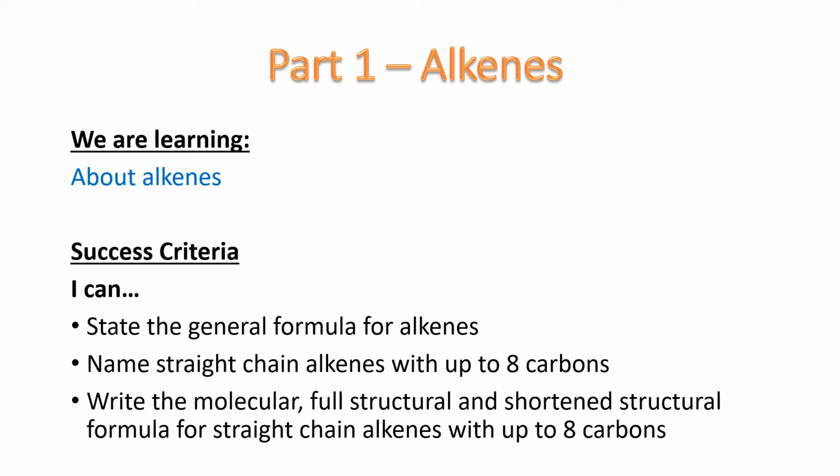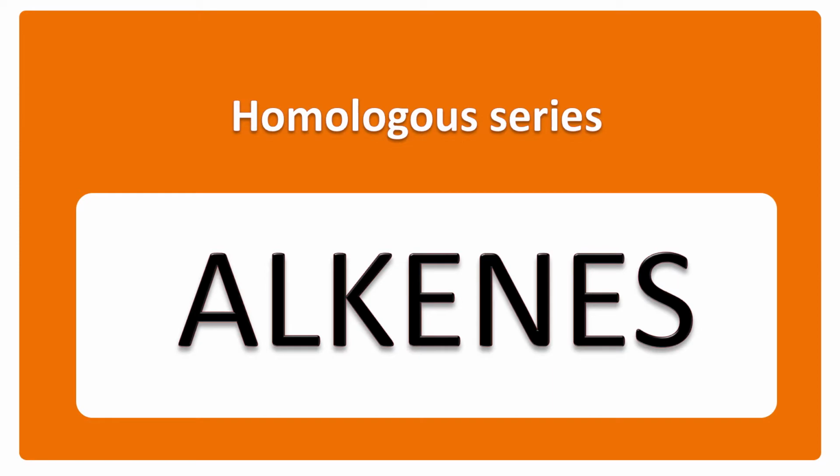By the end of this section, you'll be able to state the general formula for the alkenes, name straight chain alkenes with up to 8 carbons, and write the molecular, full structural and shortened structural formula for straight chain alkenes with up to 8 carbons. So let's go straight into our next homologous series, which is alkenes.